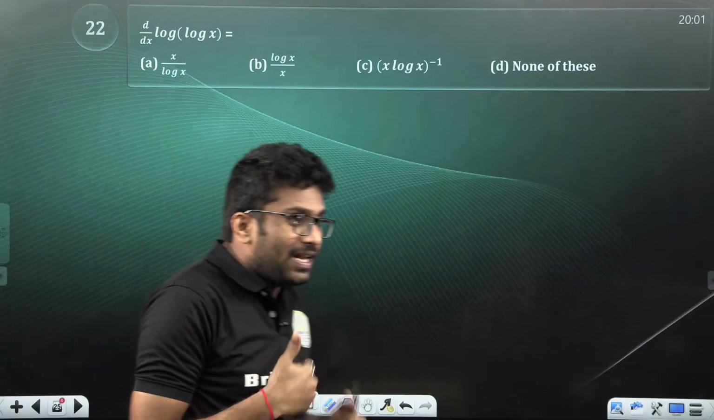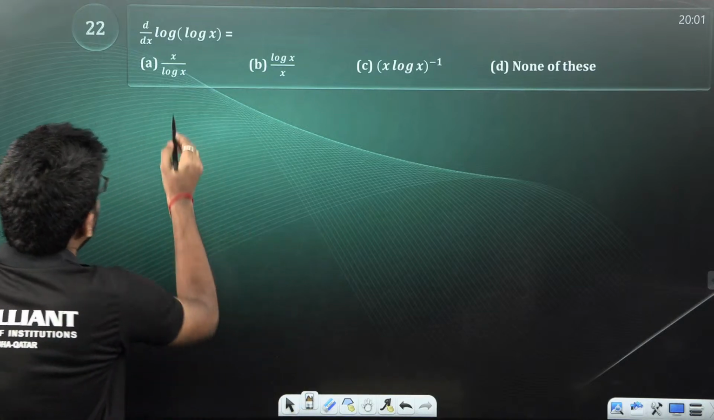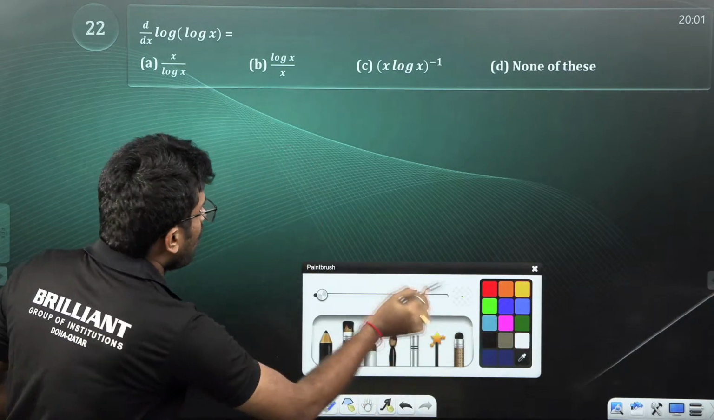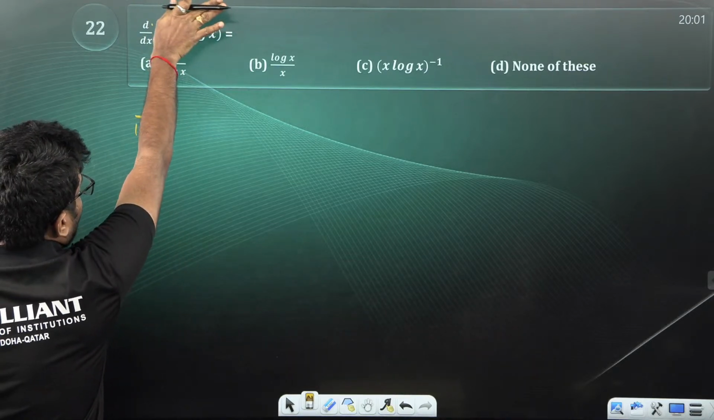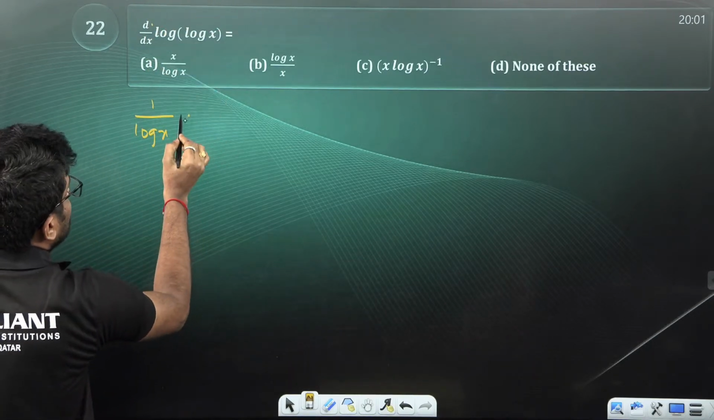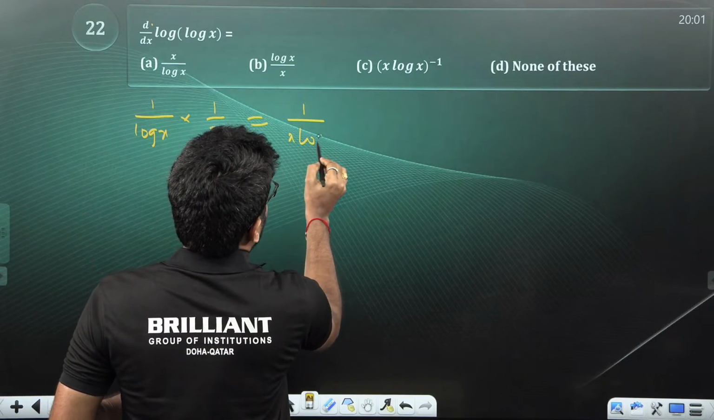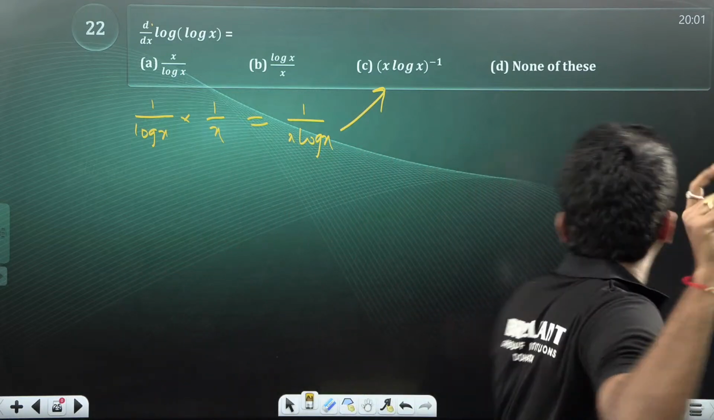Second question, d by dx of log of log x. Friends, how do you differentiate log of log x? For the outer log it is 1 by log x, into, for log x it is 1 by x. So directly it is 1 by x log x, but this can be written as 1 by x log x whole.